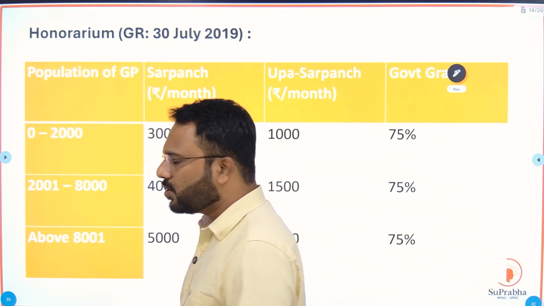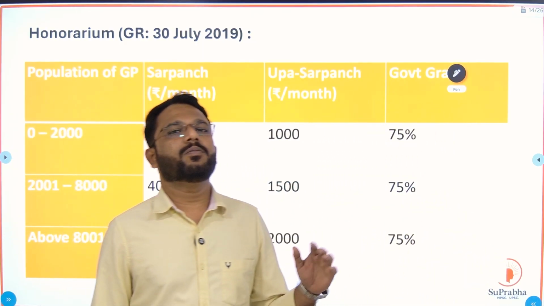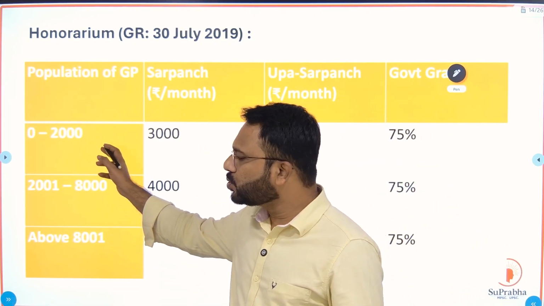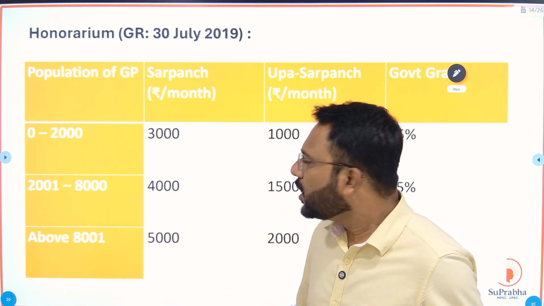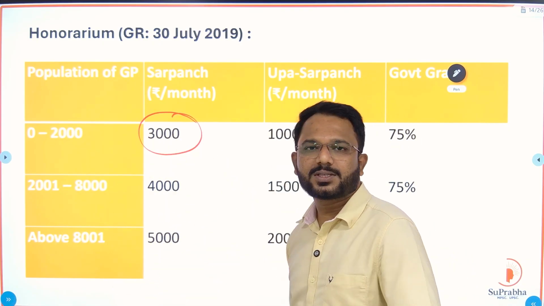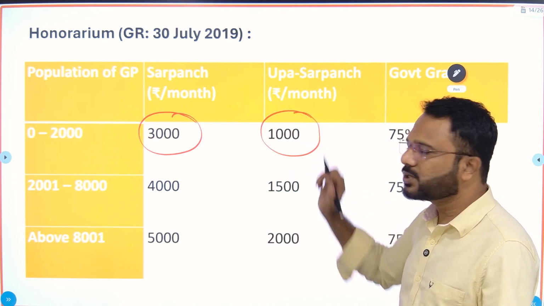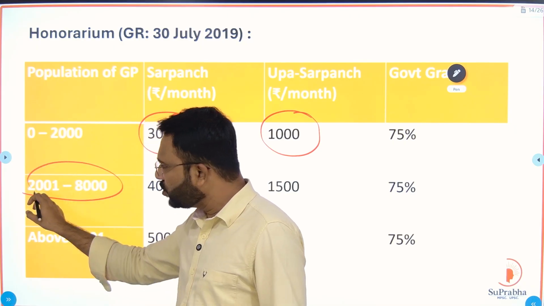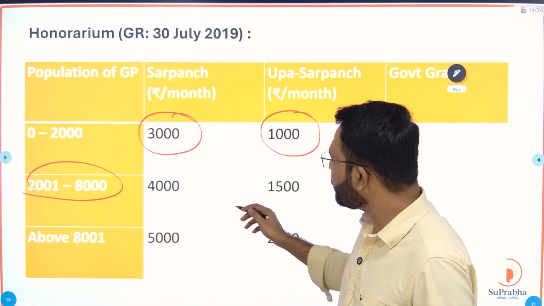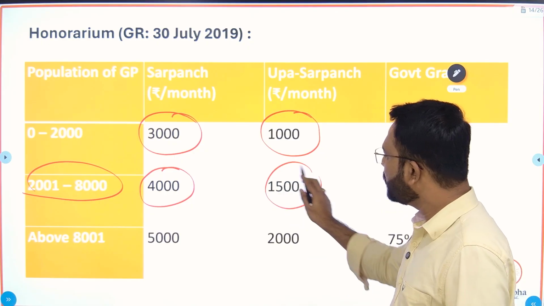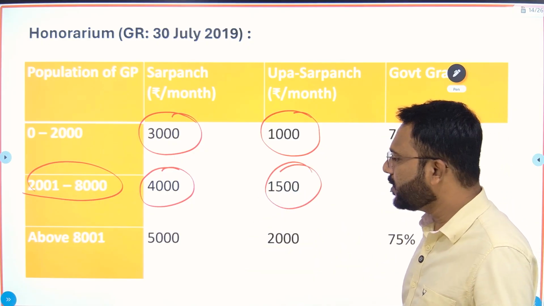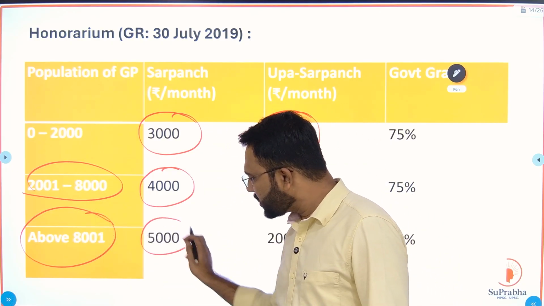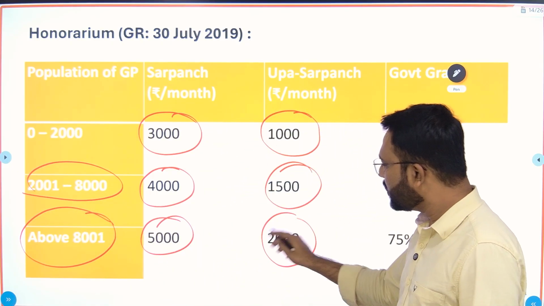So memorize this and note it down. Salary. The Sarpanch salary is decided by the population of that Gram Panchayat. For a Gram Panchayat having a population of 0 to 2000, the Sarpanch gets 3000 as salary and the Upasarpanch gets 1000 rupees. For a Gram Panchayat having a population of 2000 to 8000, the Sarpanch gets 4000 rupees and the Upsarpanch gets 1500. For a Gram Panchayat above 8000, the Sarpanch gets 5000 and the Upsarpanch gets 2000.